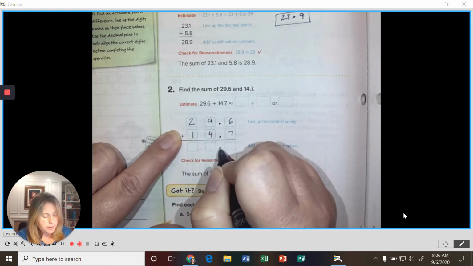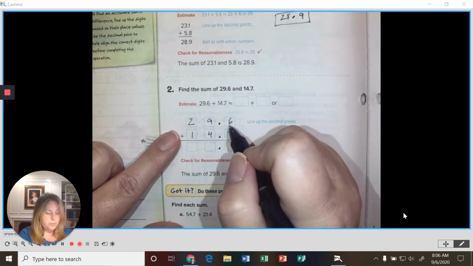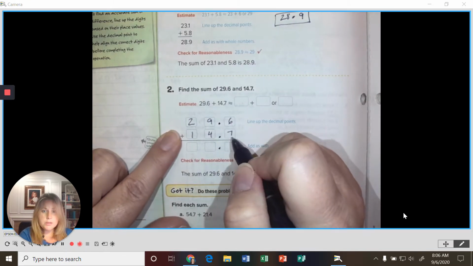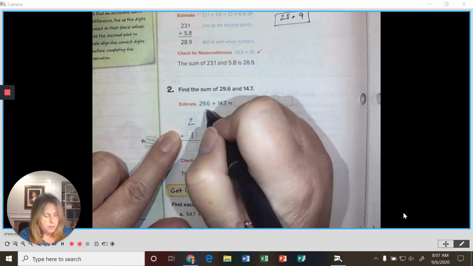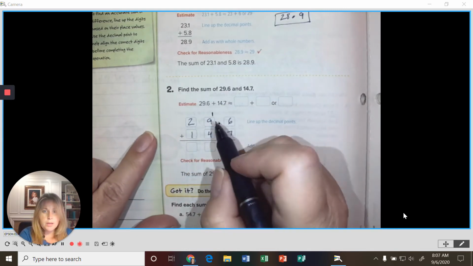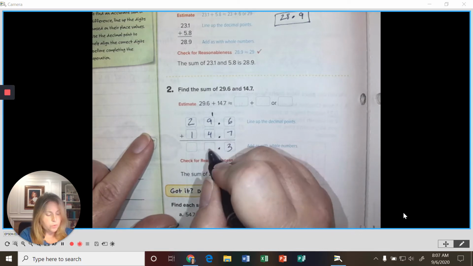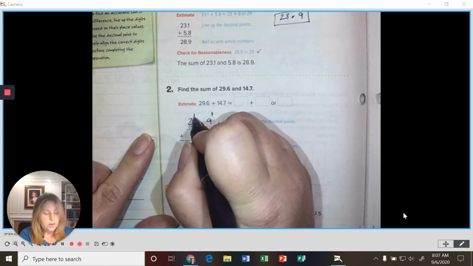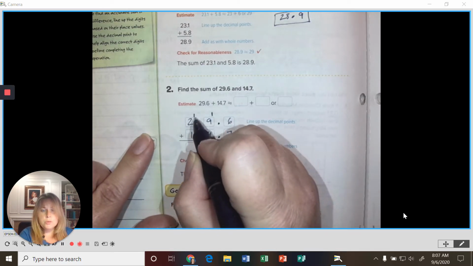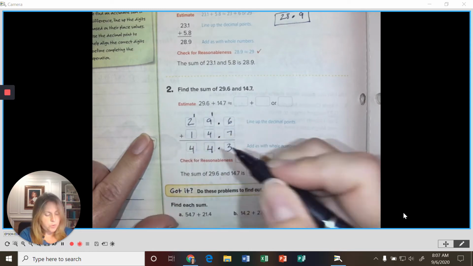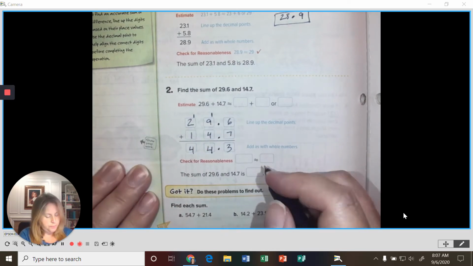Line up the decimals. Okay, 6 plus 7, well, 6 plus 6 is 12, so 6 plus 7 is 1 more, 13. We write the 3 and carry the 1. 9 plus 1 is 10, plus 4 is 14. Write the 4, carry the 1. 2 plus 1 is 3, plus 1 is 4. So 44.3.